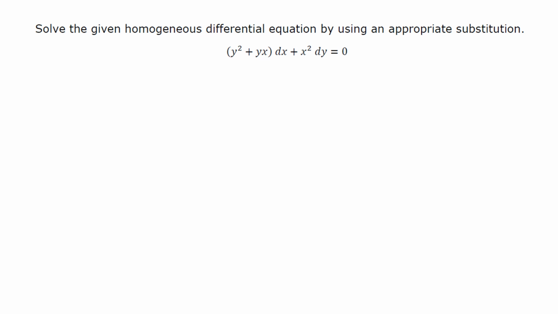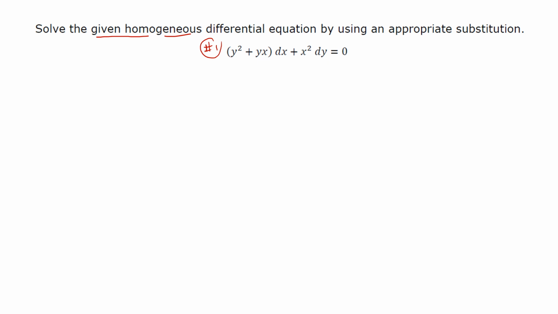Okay, so in this problem, we're asked to solve the given homogeneous differential equation by using an appropriate substitution. Following our steps, step number 1 tells us to verify that the equation is homogeneous. Because our problem tells us that the given problem is homogeneous, we're going to trust that it is. All right, so that's step number 1.